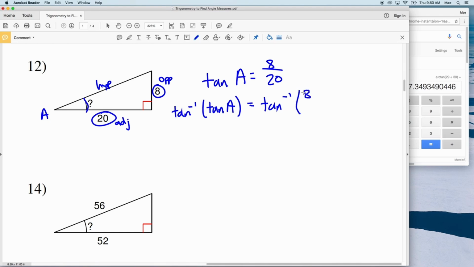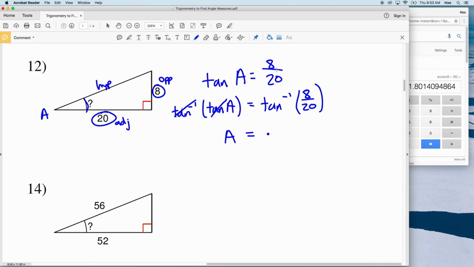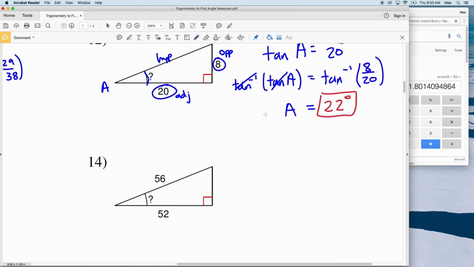Now we'll do the inverse tangent of both sides in order to isolate that A, or get that angle by itself. The inverse tangent of the tangent of A is just A, and then we'll do the inverse tangent of 8 divided by 20, which is 21.8, which rounds to 22 degrees. So our indicated angle in number 12 is approximately 22 degrees.